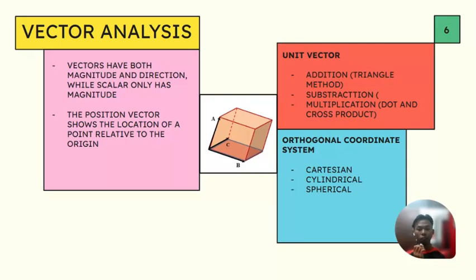The position vector helps locate a point in space relative to an origin, while operations such as vector addition and subtraction allow us to combine different force or field. Multiplication of vector can be done through the dot product, which results in a scalar, or the cross product, which results in another vector. Different coordinate systems, including Cartesian, cylindrical, and spherical systems, are used to analyze vector quantities in different contexts. Mastering vector analysis is crucial for solving problems in electricity and magnetism, as it provides a structured way to represent and manipulate these physical phenomena.